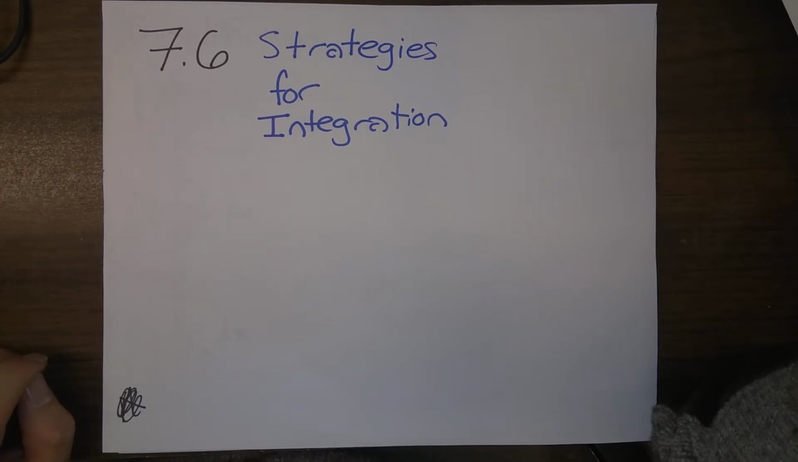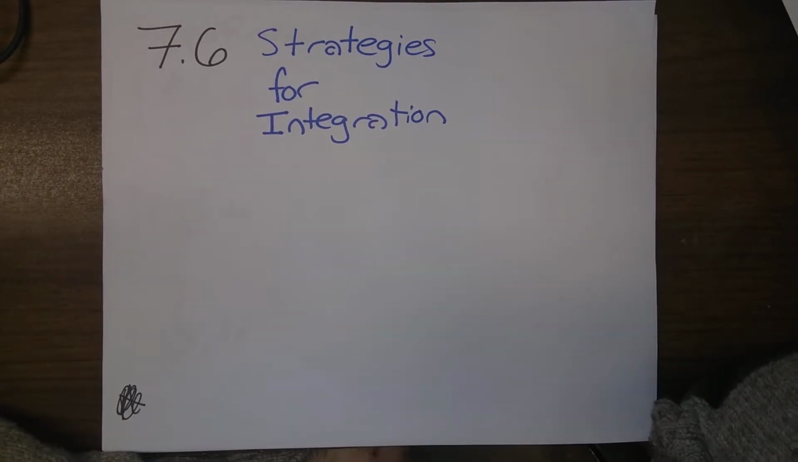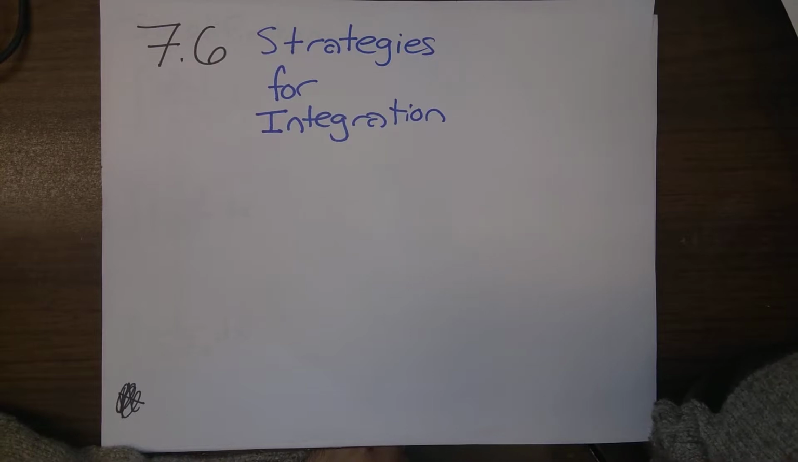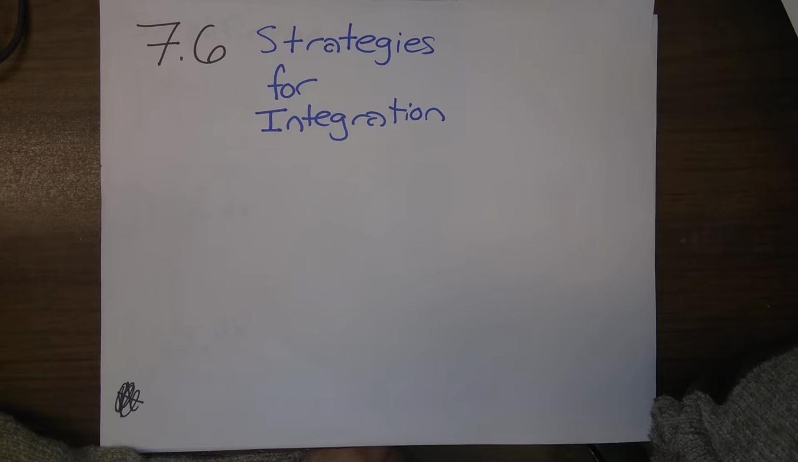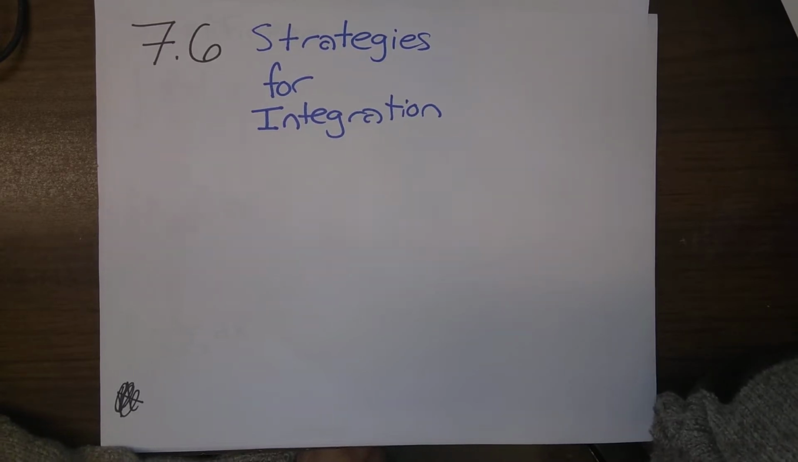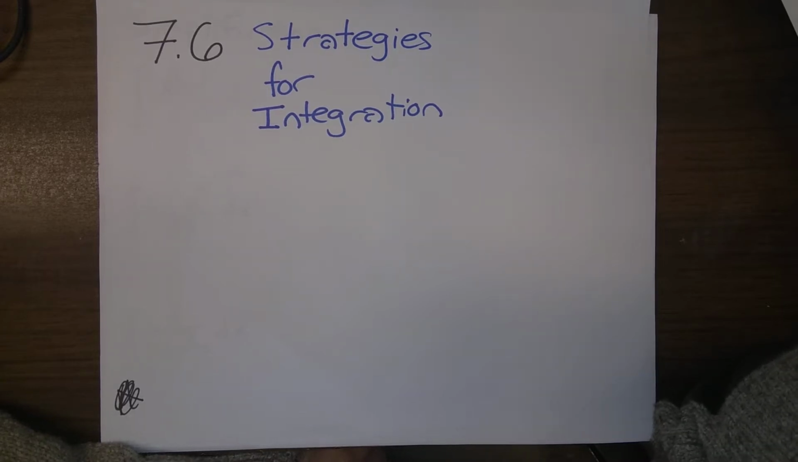7.6, Strategies for Integration. So what's the point of this section? Well, we've been learning lots of different integration techniques. We've learned how to integrate by substitution. We've learned integration by parts. We've learned special methods to deal with integrals with trig functions in them. We've learned how to do trigonometric substitutions. We've learned partial fractions. So that's 5 different techniques or so that we've learned.